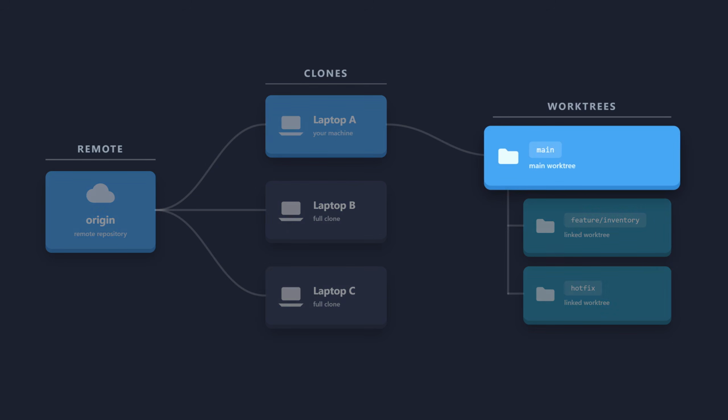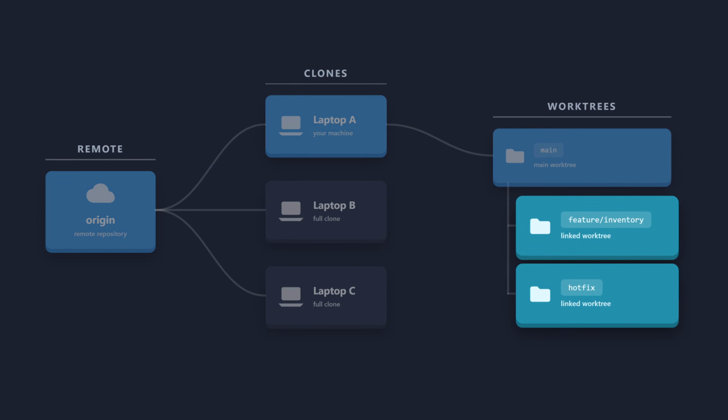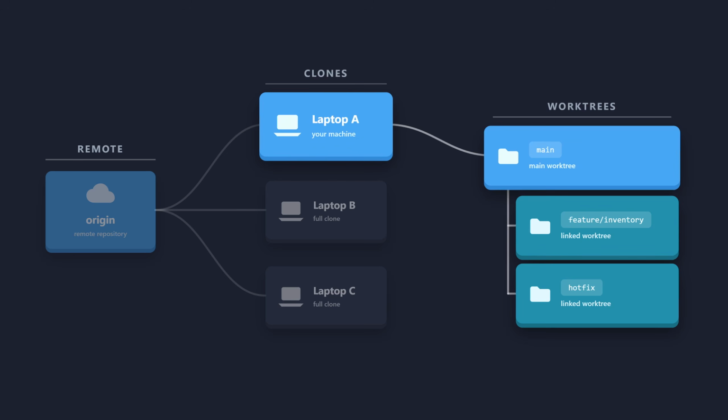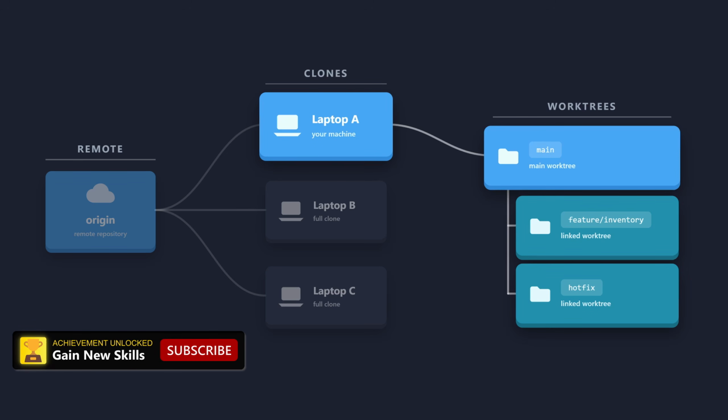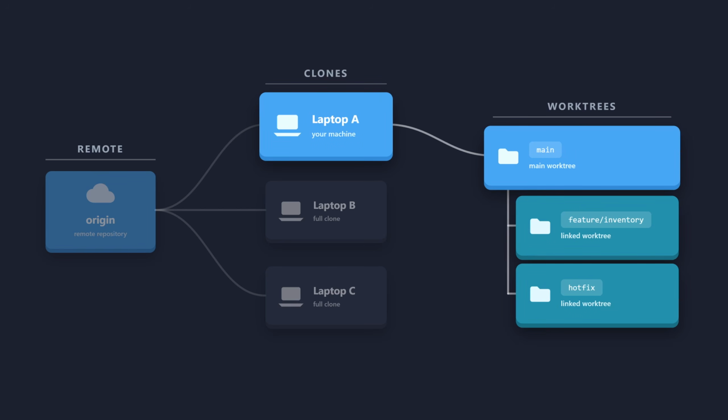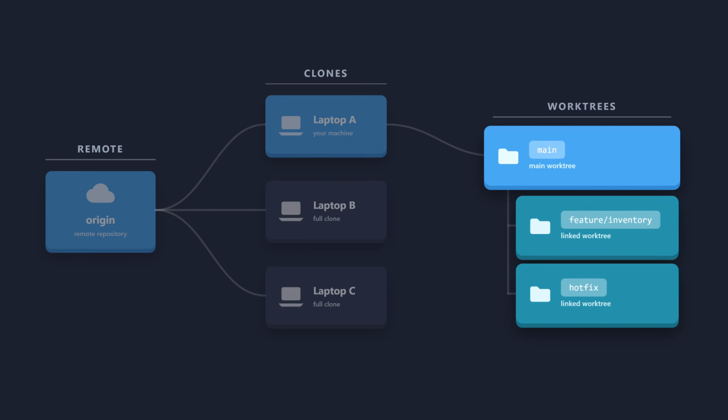And the folder that you originally cloned into is considered the main worktree, and any extra ones that you add are considered linked worktrees. Now, it's really important to understand that all of those folders or worktrees are going to share one local repo, which means that your commit history and local branches all still live in one place and every worktree can see them. Now, the one rule that Git is going to enforce is that the same branch cannot be checked out in two worktrees at once.